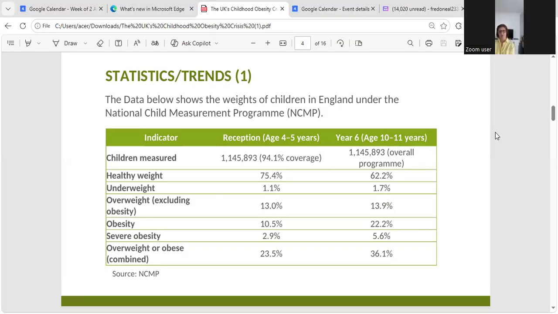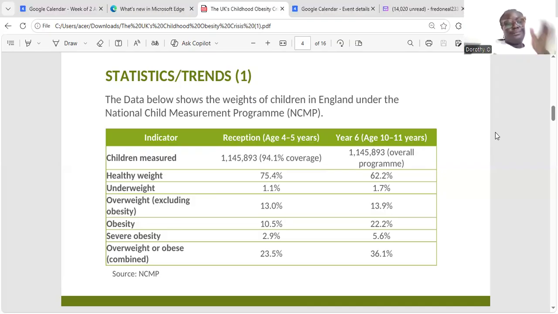10.5% of children in reception were suffering from obesity. It is the highest recorded level since COVID 2019. 22.2% of children in year 6 were suffering from obesity as well. This means that more than 1 in 5 children leave primary school with this condition. The number of children who are obese more than doubles during primary school years.